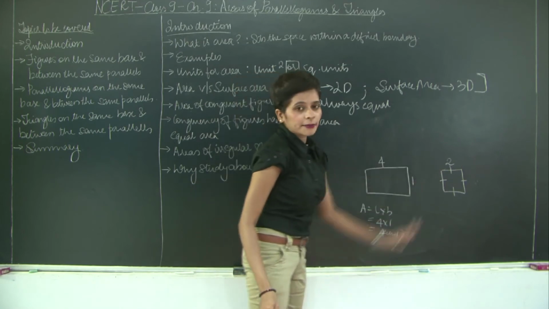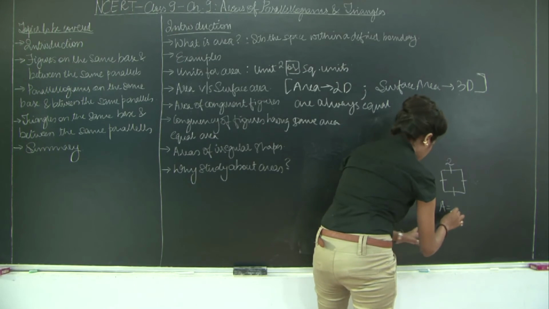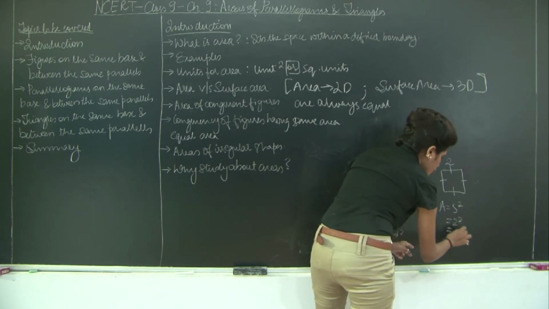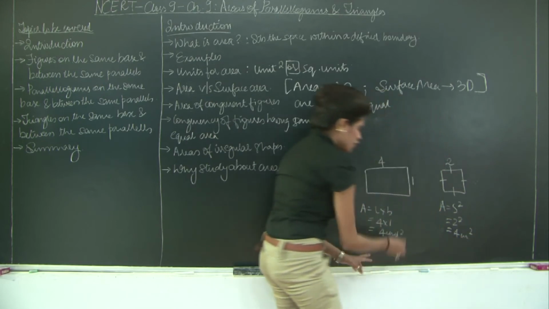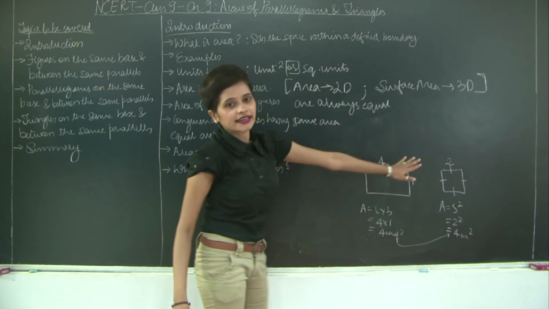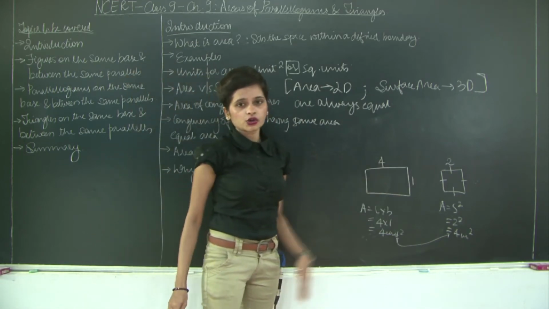Correct? How about my area of square? We know that area of square is equal to side square, which is 2 square, which is equal to 4 units square. So now areas of both these figures, that is my rectangle and square, are equal. So can I say that my rectangle is congruent to my square?